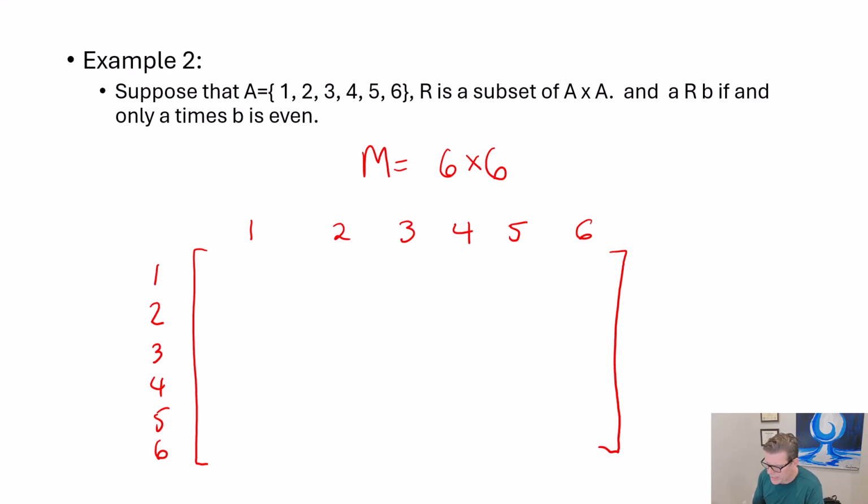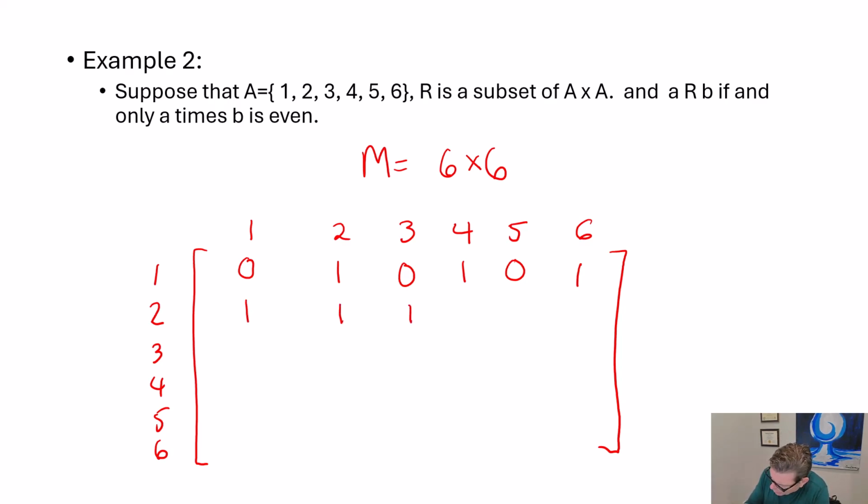What we'll do is anytime we multiply a row by a column, if that value is even, we're going to put in a 1. If it's odd, we're going to put in a 0. 1 times 1 is 1, so that's odd, so we're going to give it a 0. 1 times 2 is even, so we're going to give that a 1. 1 times 3 is odd. 1 times 4, even. 1 times 5, odd. 1 times 6, even.